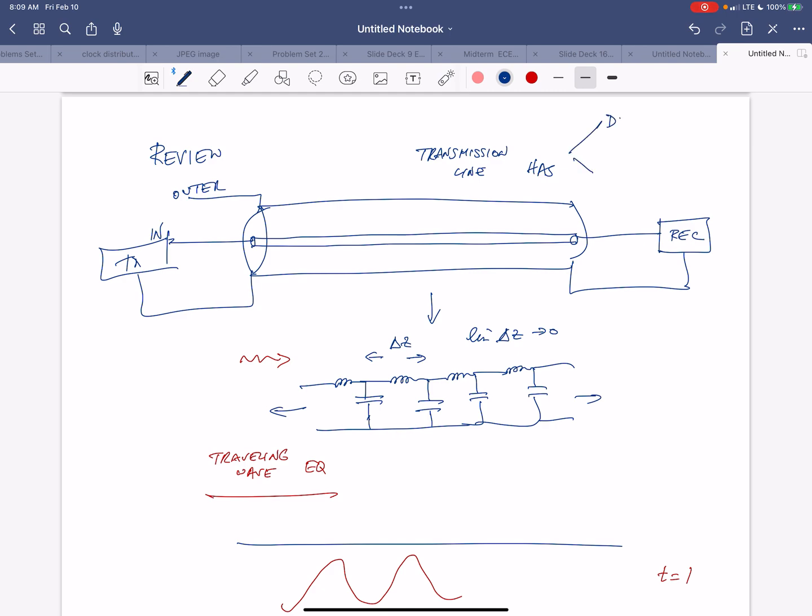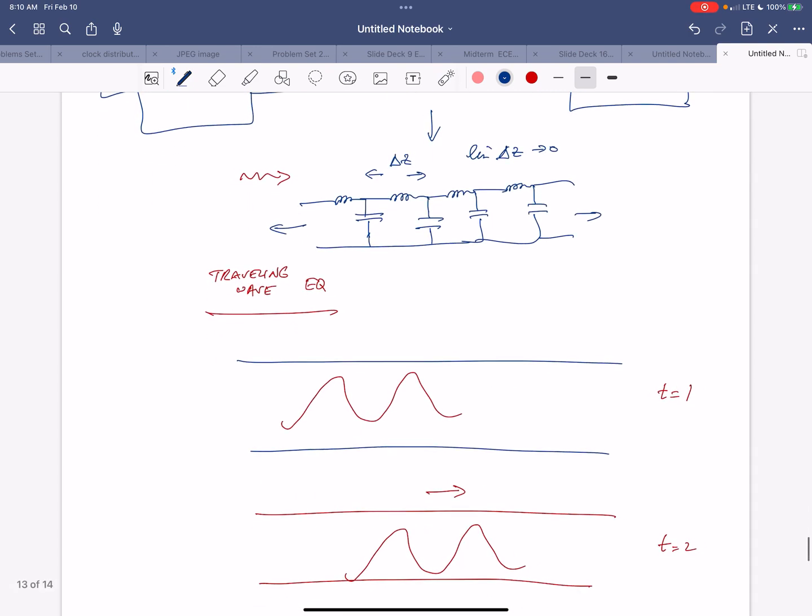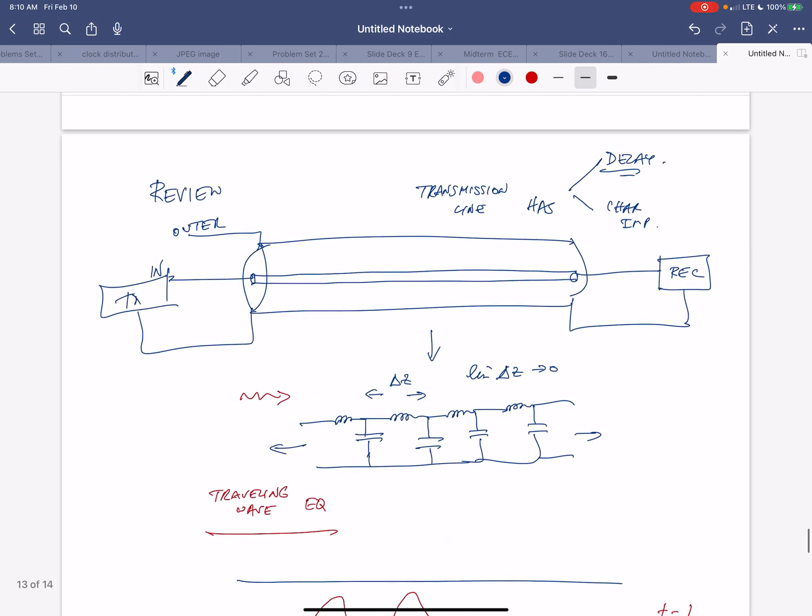Mainly a lossless transmission line has two things, a delay and a characteristic impedance. And you have the delay because there's a certain velocity of travel on this line. So it's a traveling wave, traveling with a certain velocity, and that so-called group velocity is, in a lossless transmission line, defined as 1 over square root of LC.